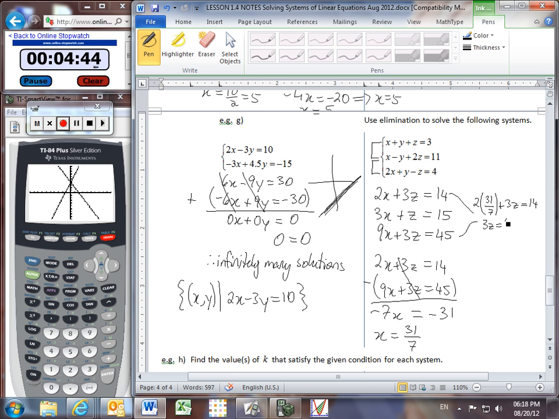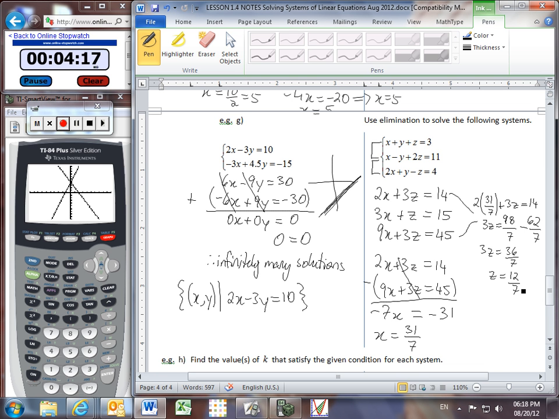I'll change my 14 into something with a denominator of 7, so that 7 times 14 is 98. And I'm subtracting this 62 over 7 on this side, and that leaves me with 36 over 7, such that z then must be 12 over 7.